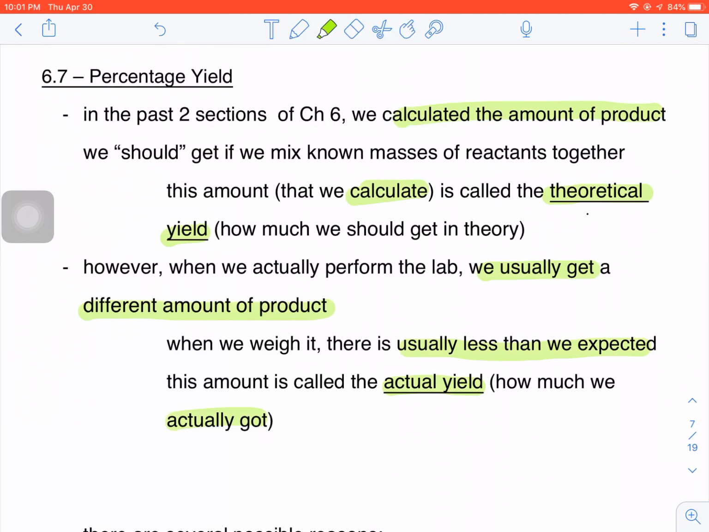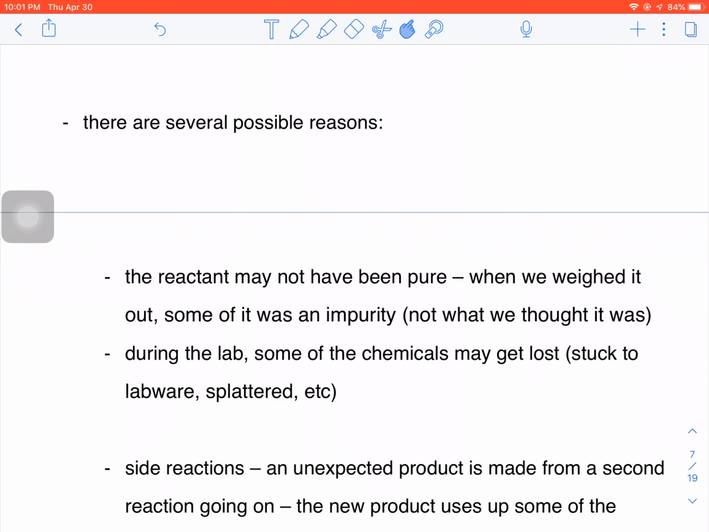So let's say that lab that we were talking about a minute ago, and you were supposed to get 17.0 grams according to your calculator, according to Mr. Sinha, according to everyone else in class, but you got 11.1. Okay, so what are some of the reasons why this could have happened?